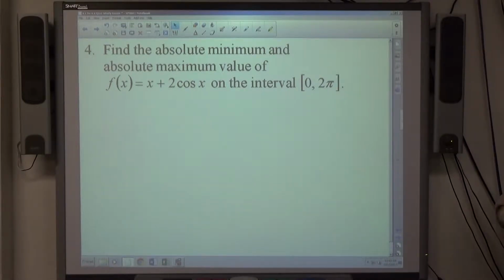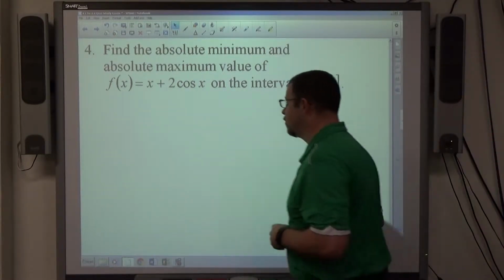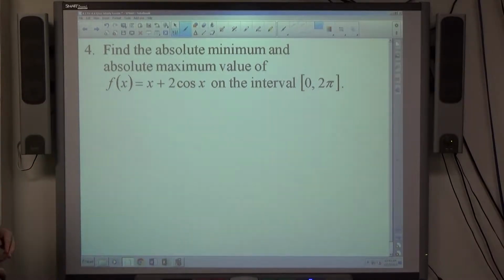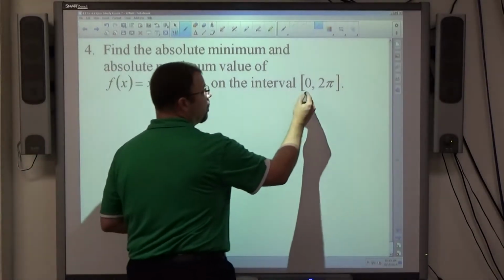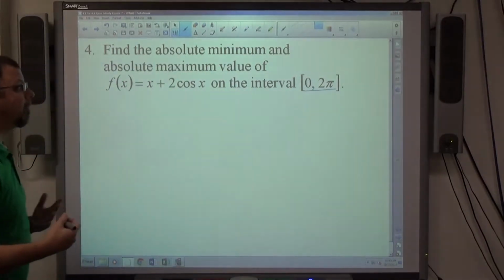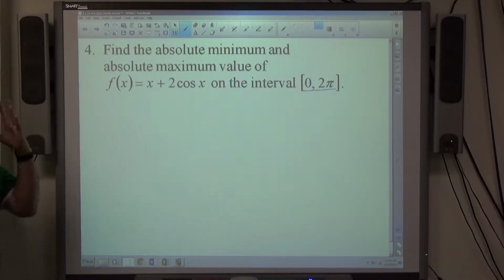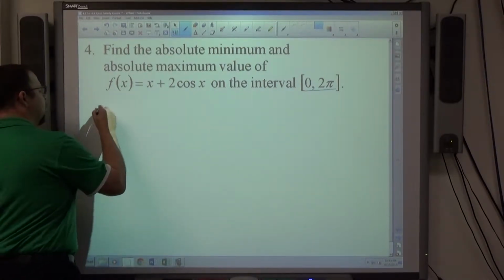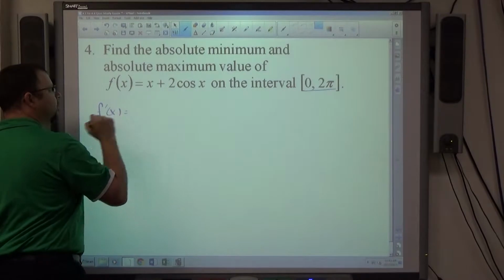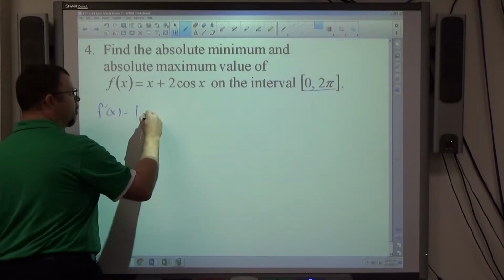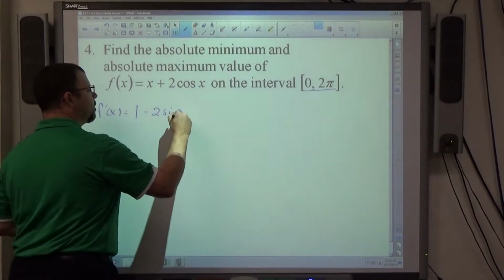Same question, absolute maximum and minimums. Once again, the job is to find our critical numbers. And it does give us an interval again, 0 to 2 pi. So only numbers between 0 and 2 pi even matter. So when I do criteria 1, I might think about that while I'm doing that. So f prime of x is going to be 1 minus 2 sine of x.